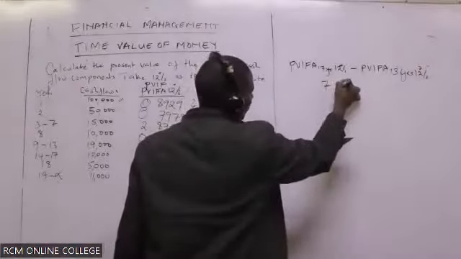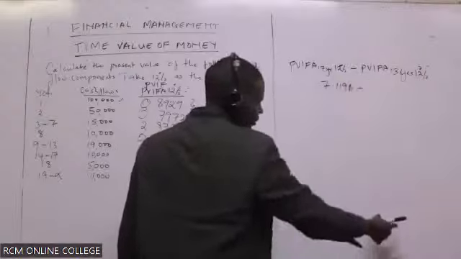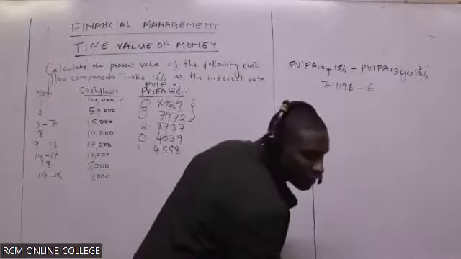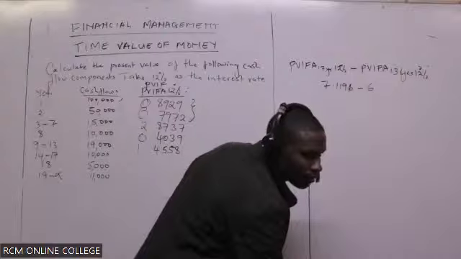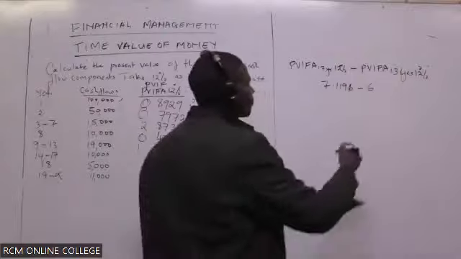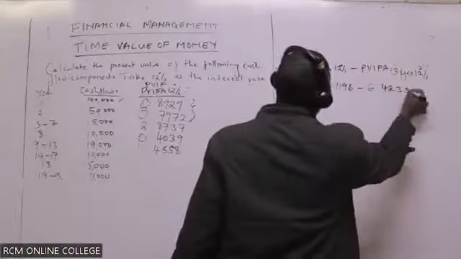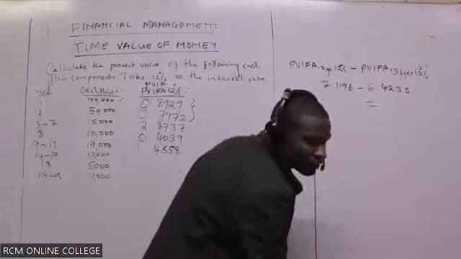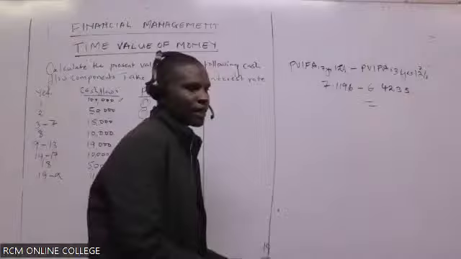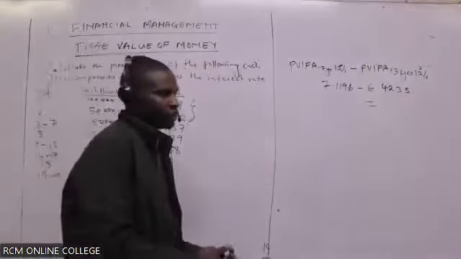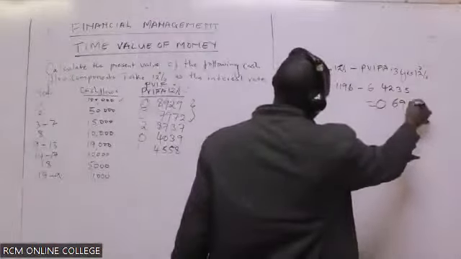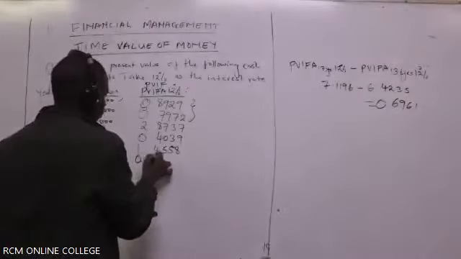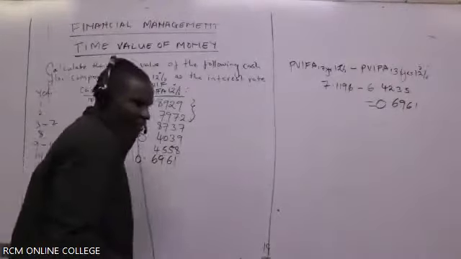So I am given here 7.1196, minus what I had here, 6.4235. As simple as that. What difference do we get? 0.6961. Thank you. The examiner can no longer beat you now. You have beaten him. This is what they bring to confuse students.